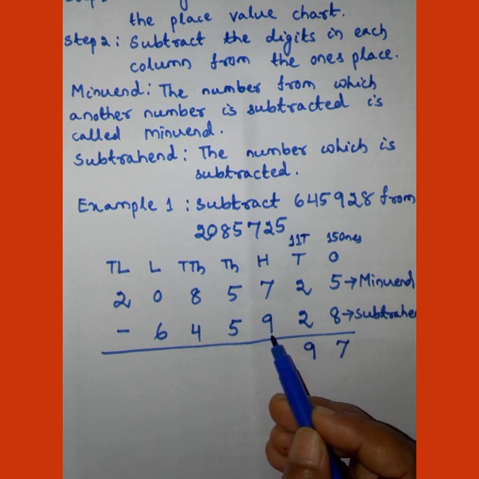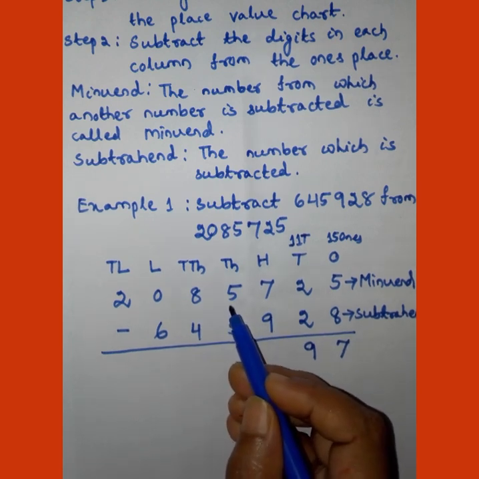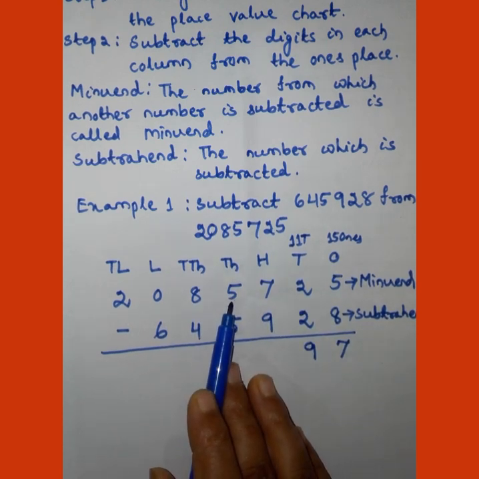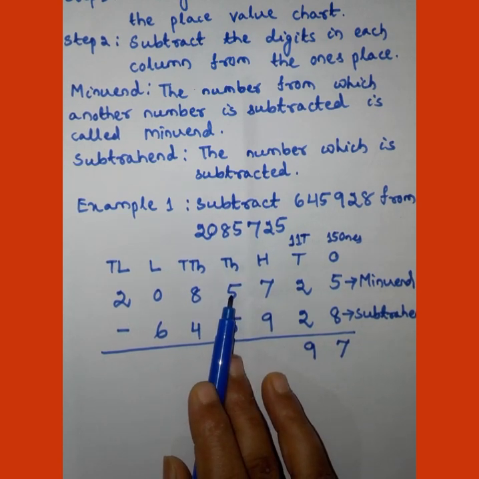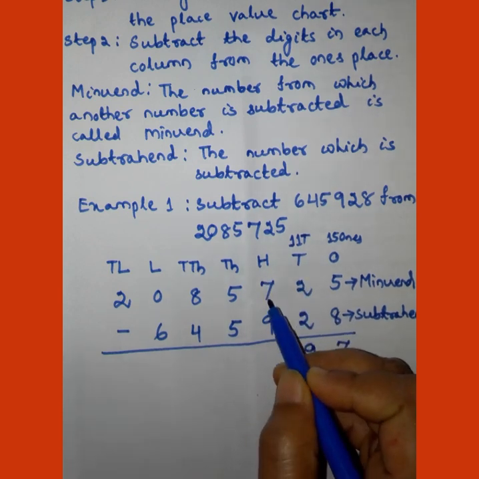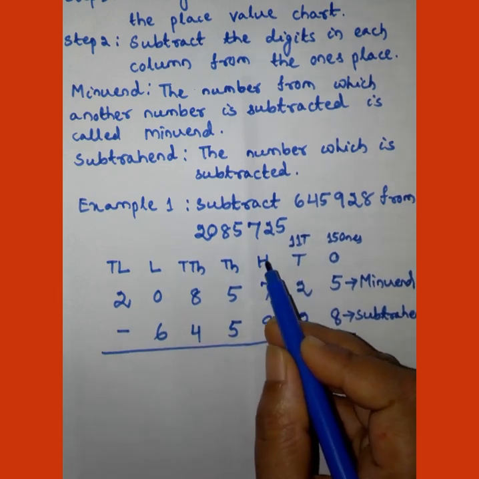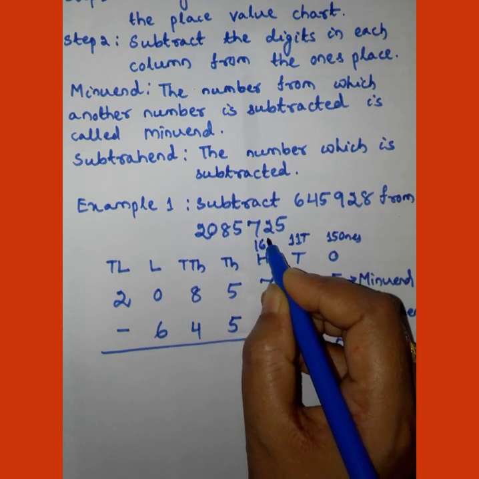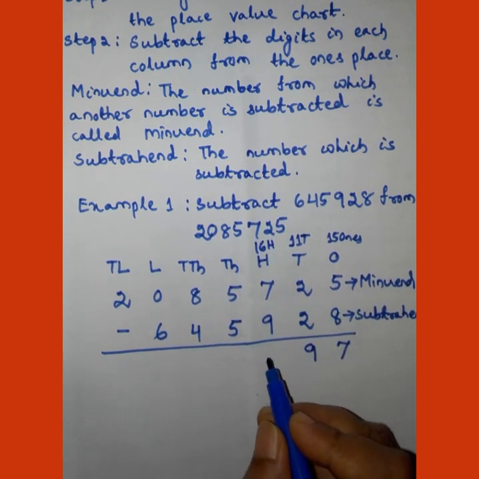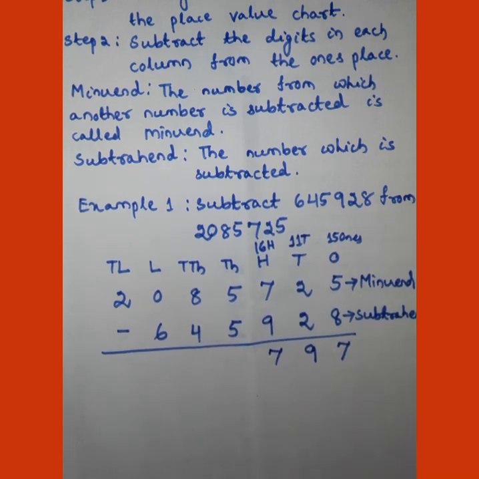900 is greater. That's why we have to borrow from thousands place. Then borrow 1000 from thousands place. 1000 equal to 10 hundreds. Then 10 hundreds. Here 6 hundreds. 16 hundreds. Then subtract 9 hundreds from 16 hundreds. It is 7 hundreds.